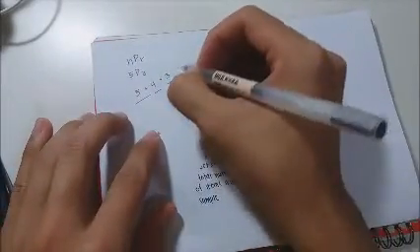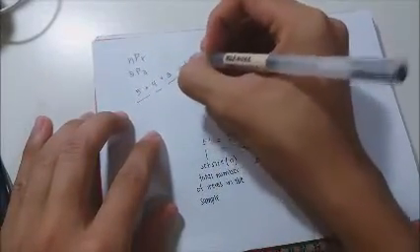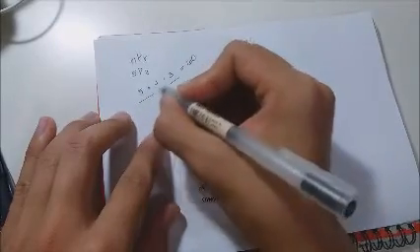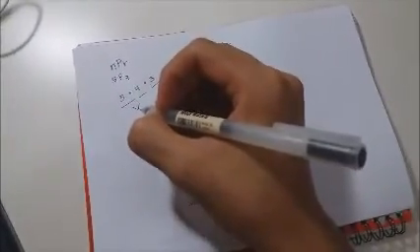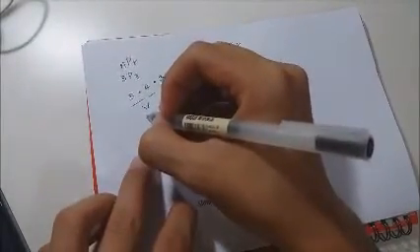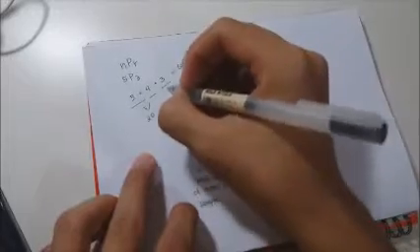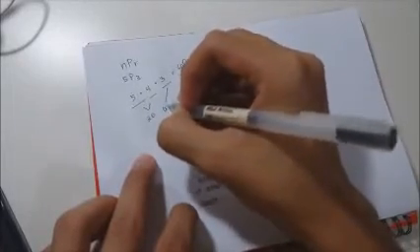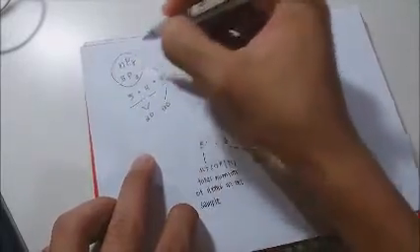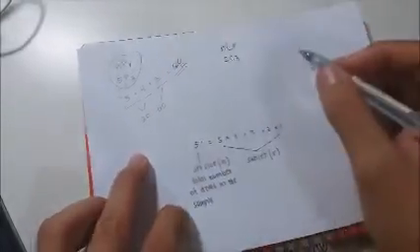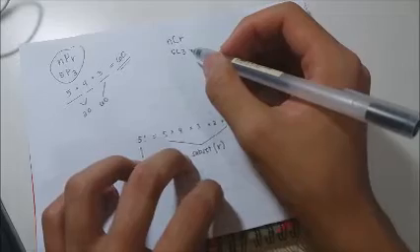So we know that the answer to this is 60, because 5 times 4 is equal to 20, and 20 times 3 is equivalent to 60. So 60 is the answer to this question.